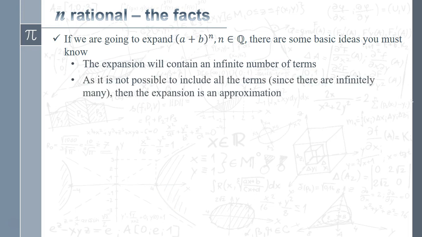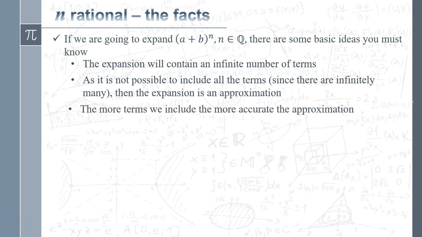And what that means is, because it's not possible to write them all down, because, as I said, there's an infinite number, our expansion essentially becomes an approximation, not an exact value. And that's important to understand. Having said that, the more terms we include in our expansion, the more accurate it's going to be as an approximation. The next point is that this expansion is only going to be valid for certain values of x. It doesn't work for absolutely everything.